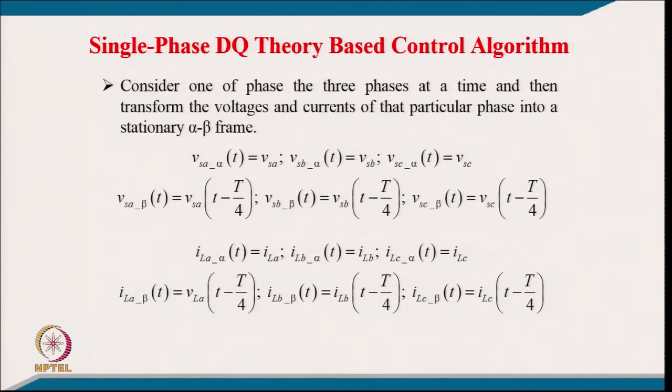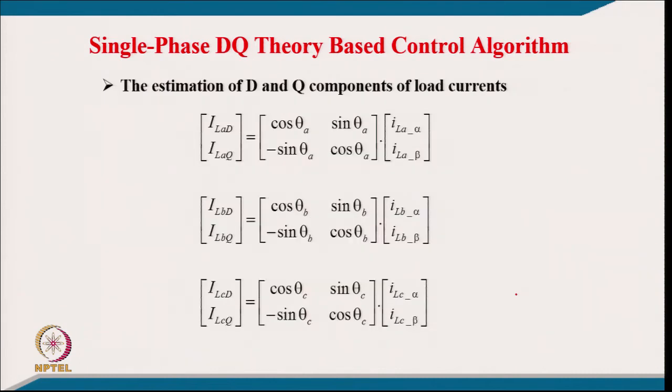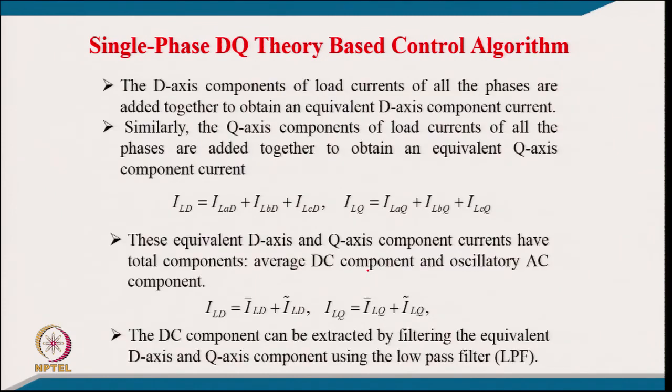Considering one of the 3 phases at a time, we transform the voltage and current of that particular phase into the alpha beta reference frame. So, we have the 3 voltages, and we transform these 3 voltages to 90-degree phase shifted ones. Similarly, we have the 3 phase load current, and we transform it to 90-degree phase shifted ones, as we already discussed in the block diagram. So, once we have the 2 sets of current for all 3 phases, by using this cos theta sin theta transformation for A phase, B phase and C phase separately, we get the dq components for the load A phase, B phase and C phase current.